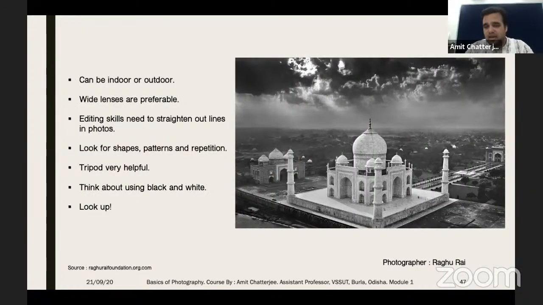So this can be outdoor or indoor. Usually we use a wide lens for it. I'll talk about what exactly a wide lens is in the second module, about the types of lenses and things like that. We will also talk about editing and what we will require in this particular style of photography.